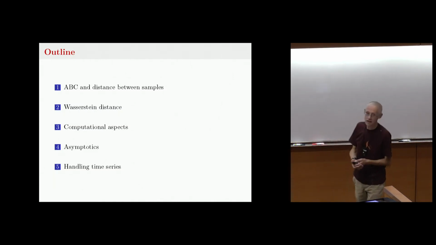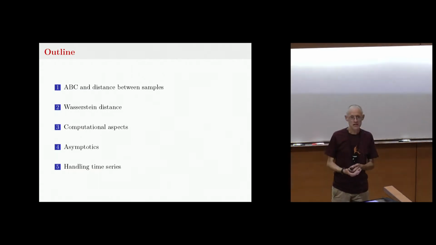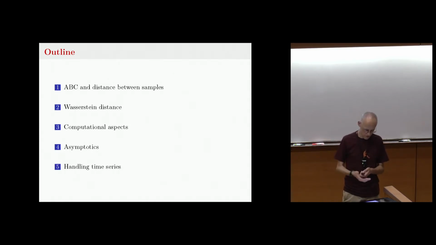Well, as the title let you guess, I will talk about ABC using the Wasserstein distance as a way to determine the difference between the observed sample and simulated sample. So I assume you have already attended the previous talks on ABC and I won't cover too much of the background.